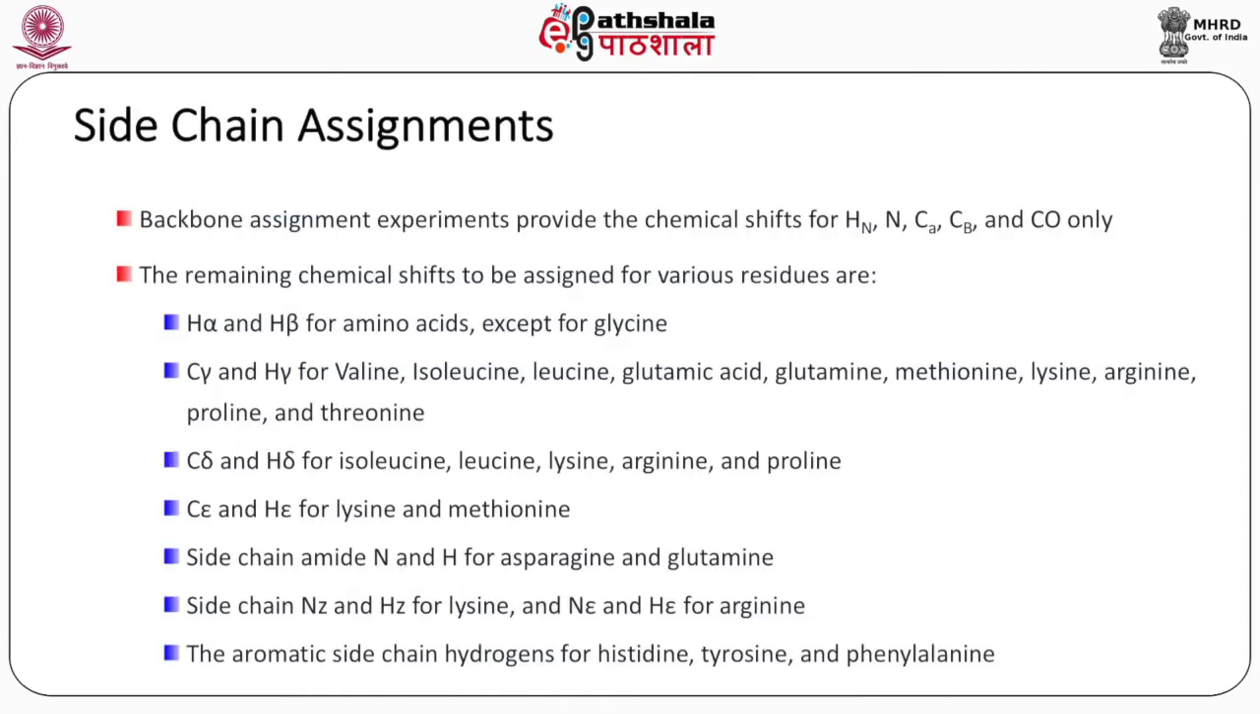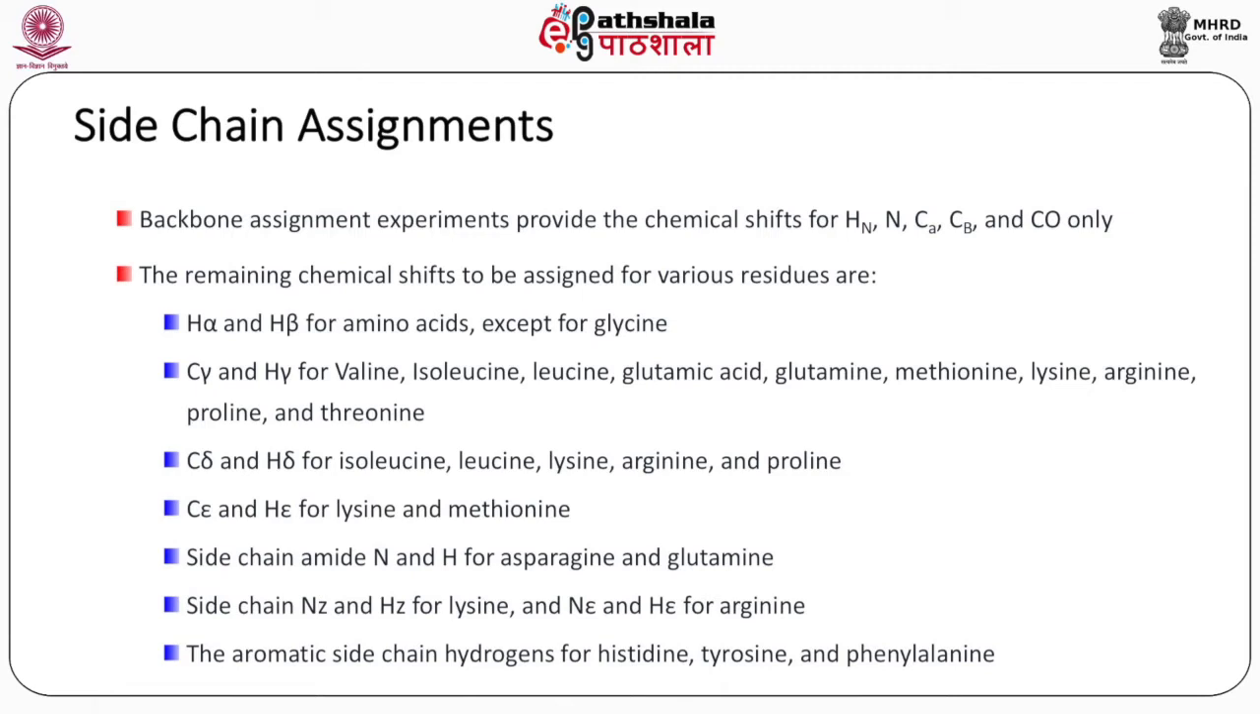Side chain assignments. Backbone assignment experiments provide the chemical shift of HN, N, C alpha, C beta and the carbonyl CO only. We can have an experiment called HBHA(CO)NH. This experiment would provide the chemical shifts for the HB and HA just like the CBCA(CO)NH for the preceding residue HB and HA through the amide NH, and this is a one directional experiment.